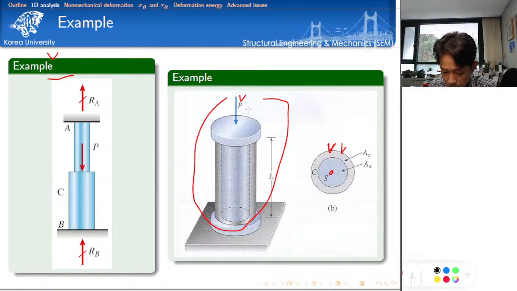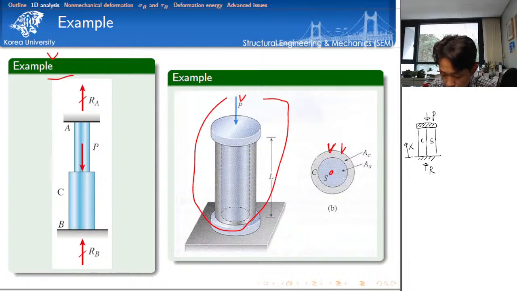Okay, so first we have to simplify the structure system. I have a rigid plate, and then I have a copper and I have steel. This is a one-dimensional system. And then here I have a reaction, and then I have the applied load P. So this is my default choice of my coordinate system.